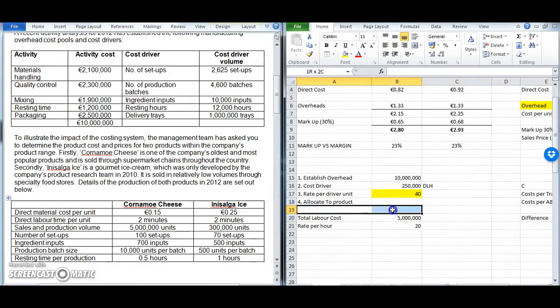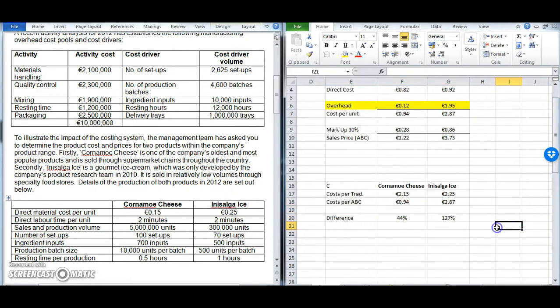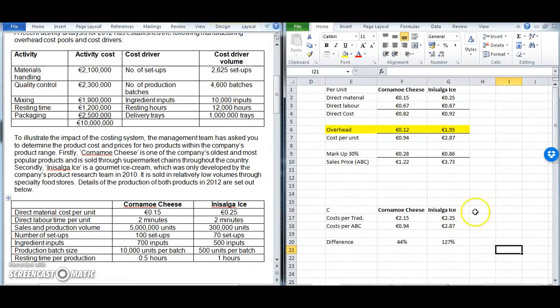So now that essentially explains, well, why is there a difference? Well, the main difference is the current traditional method does not appreciate what is actually driving manufacturing overhead, i.e. the various 5 cost pools, and also it doesn't differentiate between the actual usage of overheads in terms of the different activities that Insallig Ice takes a lot more of relative to Carnamore Cheese. Hence the big differential in terms of the prices and the costings for the two systems.